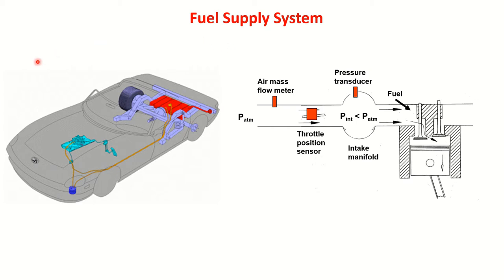Here basically in the car, you know very well, you have the fuel tank here at the rear end of the car. So from the fuel tank, the fuel flows to the front, that enters into the engine cylinder. Let us understand the complete details of the fuel supply system. First, let me discuss about the fuel supply system in SI engine.